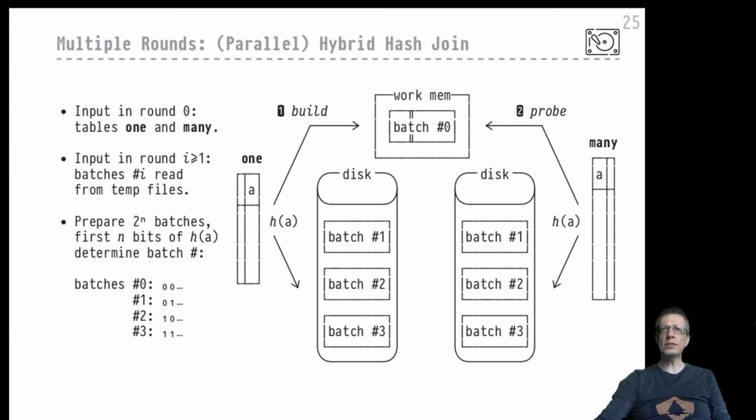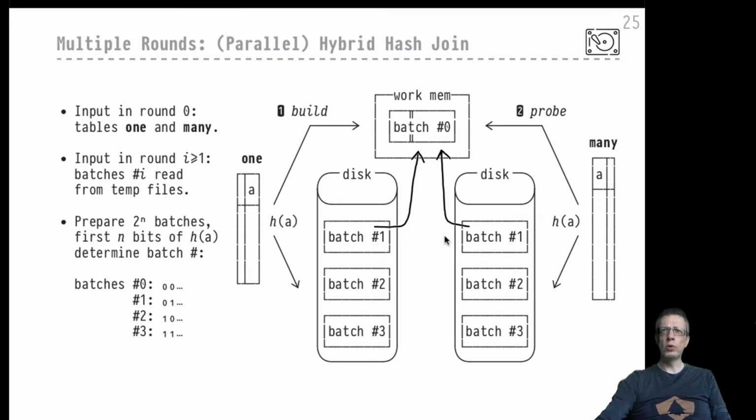On the next round, we would evict this hash table fragment from working memory and instead load batch 1, this prepared other partition of the hash table, into main memory. And probing would then be performed using the rows in the first batch on the probe side. We know that the rows on the build side in batch 1 and on the probe side in batch 1 agree on the first 2 leading bits. So indeed these should be probed against each other.